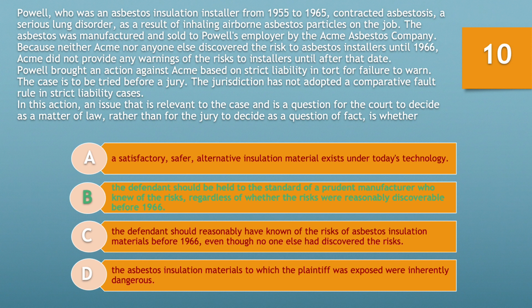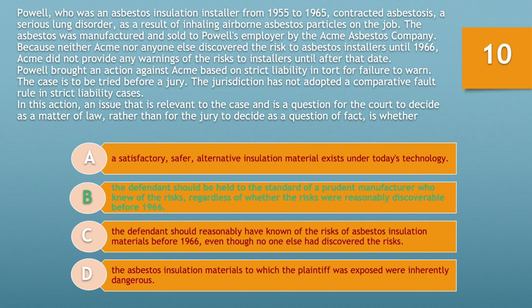The rule is that even for properly manufactured and designed products, a manufacturer has a duty to warn if the product has non-obvious risks. This duty is breached if the manufacturer fails to give adequate warnings or instructions regarding the product's correct usage. In this case, Acme manufactured and sold asbestos to Powell's employer, but did not provide any warnings of the risk to installers until after the risk to asbestos installers was discovered in 1966. So the issue here is Acme's failure to warn of undiscovered risks.